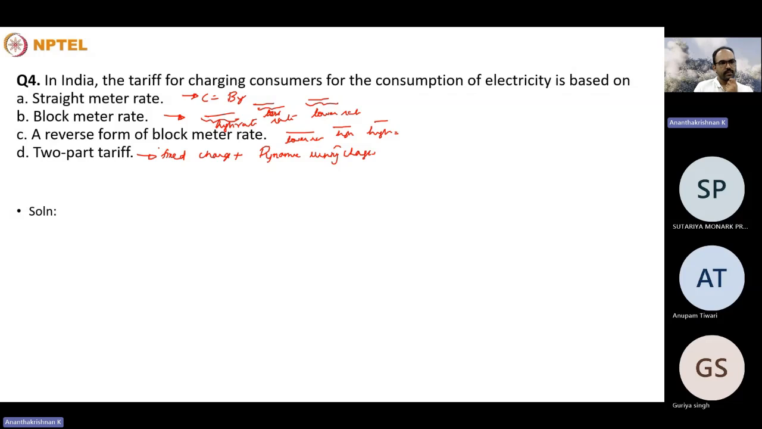So which out of the four will be right? We would have observed, right? It's a reverse form of the block meter rate that we use in India. The initial few units will have the lower rate, then it keeps on increasing to prevent the consumption. To prevent the overconsumption of electricity, we in India opt for this kind of tariff intervals. So option C is the right answer.